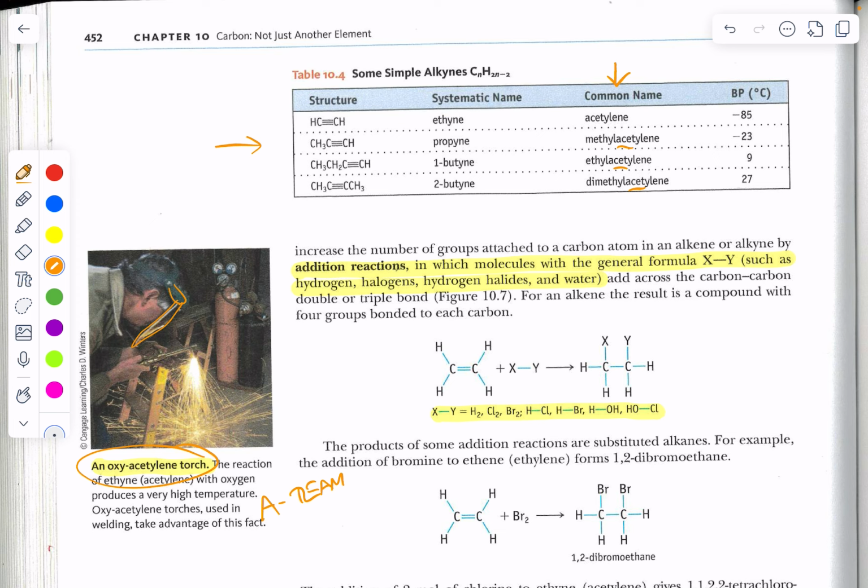All right. In organic chemistry, you're going to encounter, both here and later when we talk about polymers, what are called addition reactions. And addition reactions are when you add small molecules to a double bonded alkene or even a triple bonded alkene.